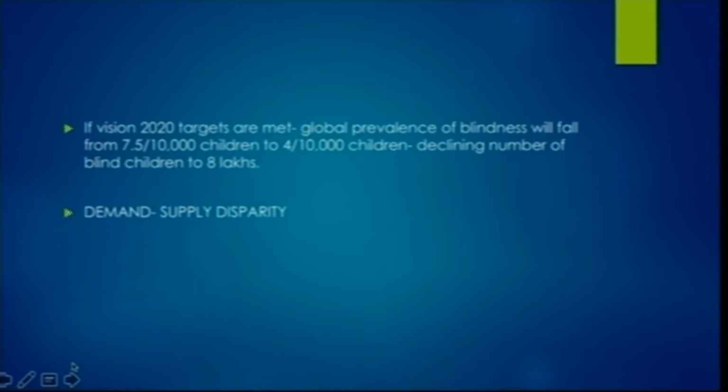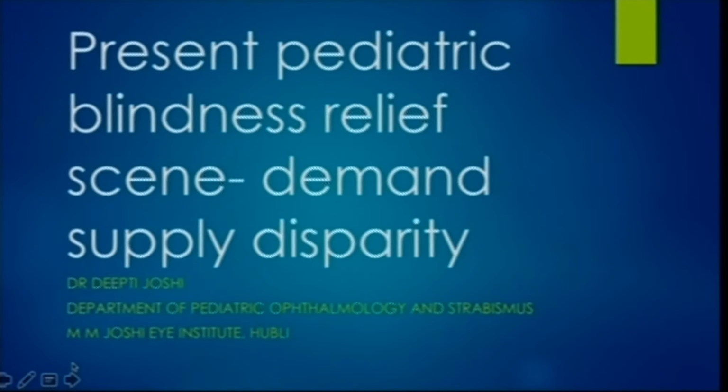Now we are already in 2018. So have we even come halfway through it? Seems a bit dull. Why? Basically because of the demand-supply disparity. We have a large demand, but what we are providing is absolutely not meeting the demands. That's my topic for today, the present pediatric blindness relief scene, demand-supply disparity.